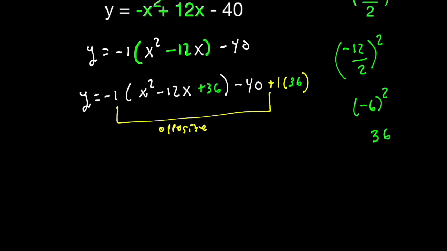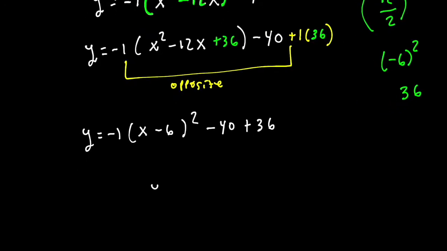Let's begin to simplify things here. And I get y equal to negative 1. I can exchange the perfect square trinomial for a binomial squared by grabbing x and adding half of the coefficient of x. So half of negative 12 is going to be negative 6. I have the minus 40, and then 1 times 36 is just positive 36. This leaves me with y equal to negative, I'm not going to emphasize the 1, so I'm going to have minus parentheses x minus 6 squared, and negative 40 plus 36 is negative 4. And that would be the vertex form.